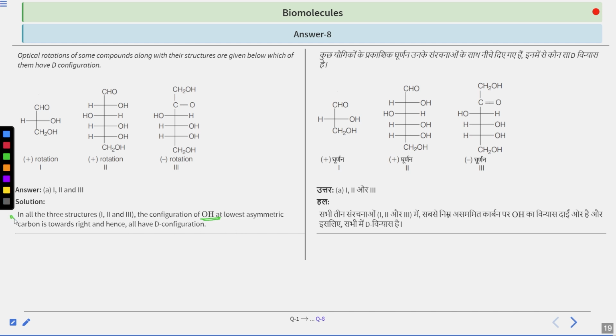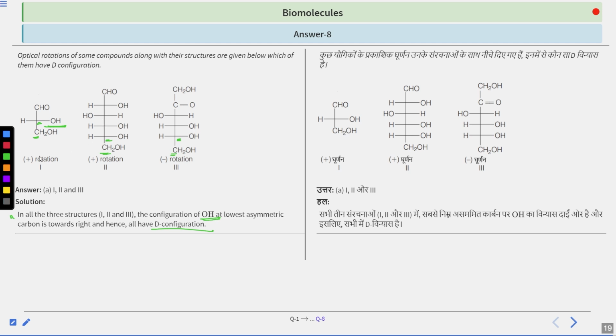So we use this concept here, that at the lowest asymmetric carbon, like this one, this one, this one, the OH configuration around that is towards right. In the first structure also, the lowest carbon is having the OH group at the right position. In the second structure also, it is in the right position. And in the third structure also, the hydroxyl group is in the right position. That is why all three will be giving us D-configuration, right?